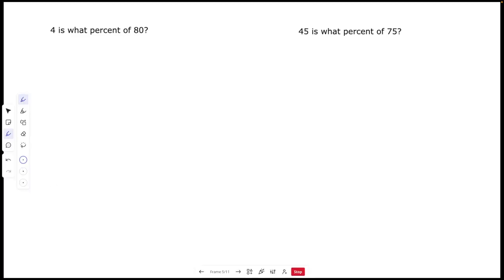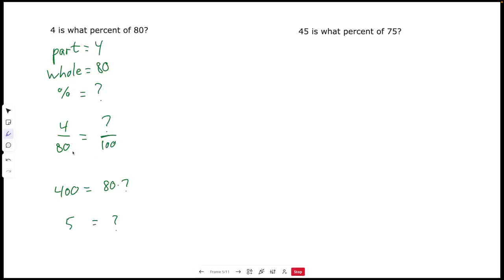Okay, now that you've had a chance to work these problems, let's check your answers. For this first problem, you should have identified the part is 4, the whole is 80, and the percentage is what you're trying to find. When you put it into the formula, this is what you should have gotten.